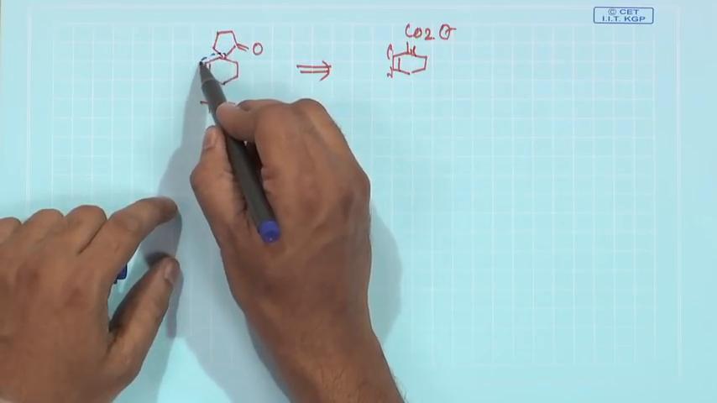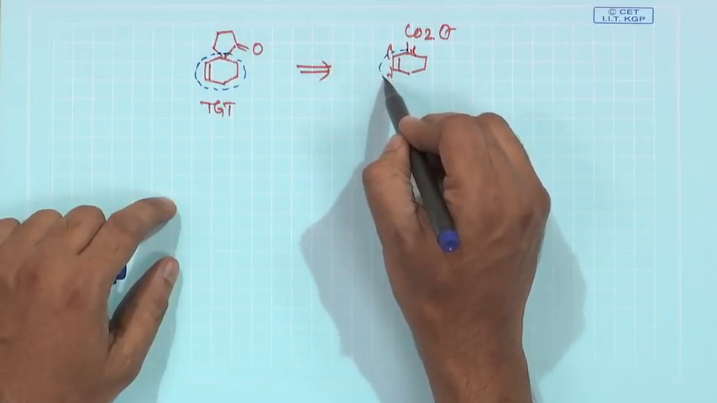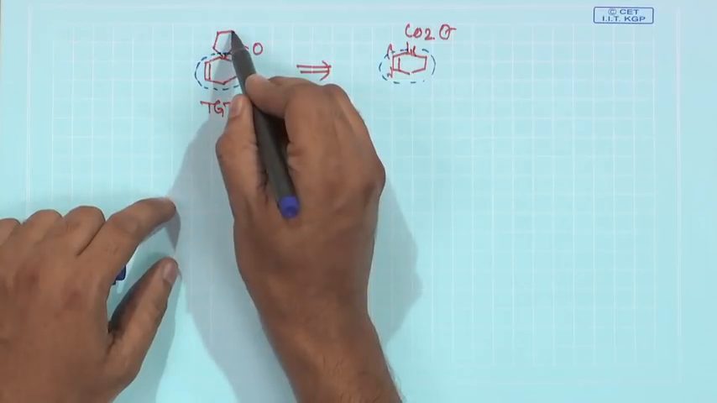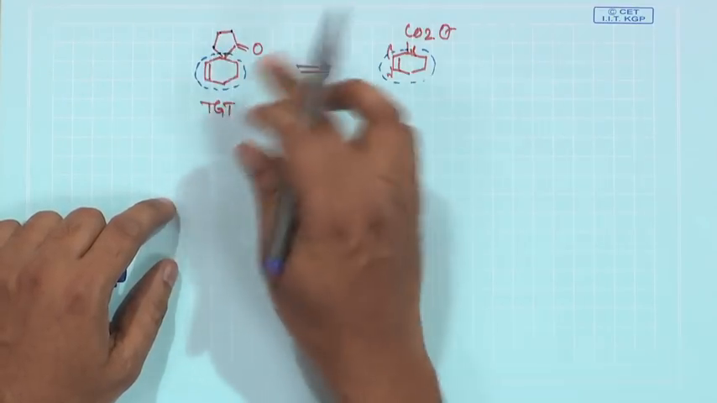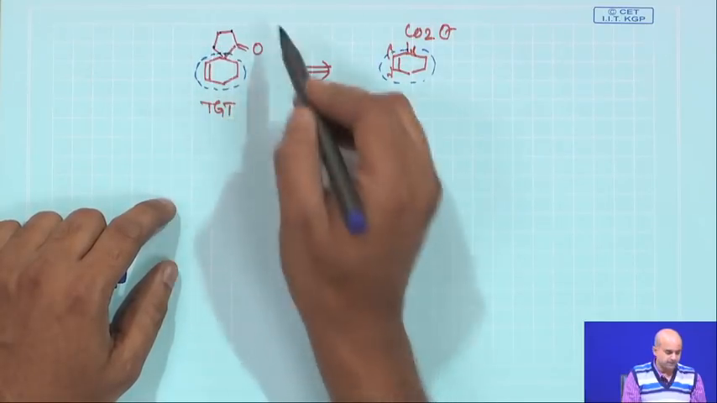This part remains as it is in the starting material. The only thing is this CO, so basically you have to introduce this 1, 2, 3. This is a kind of 3 carbon extension you need to do. So, this is what I call a skeletal disconnection.